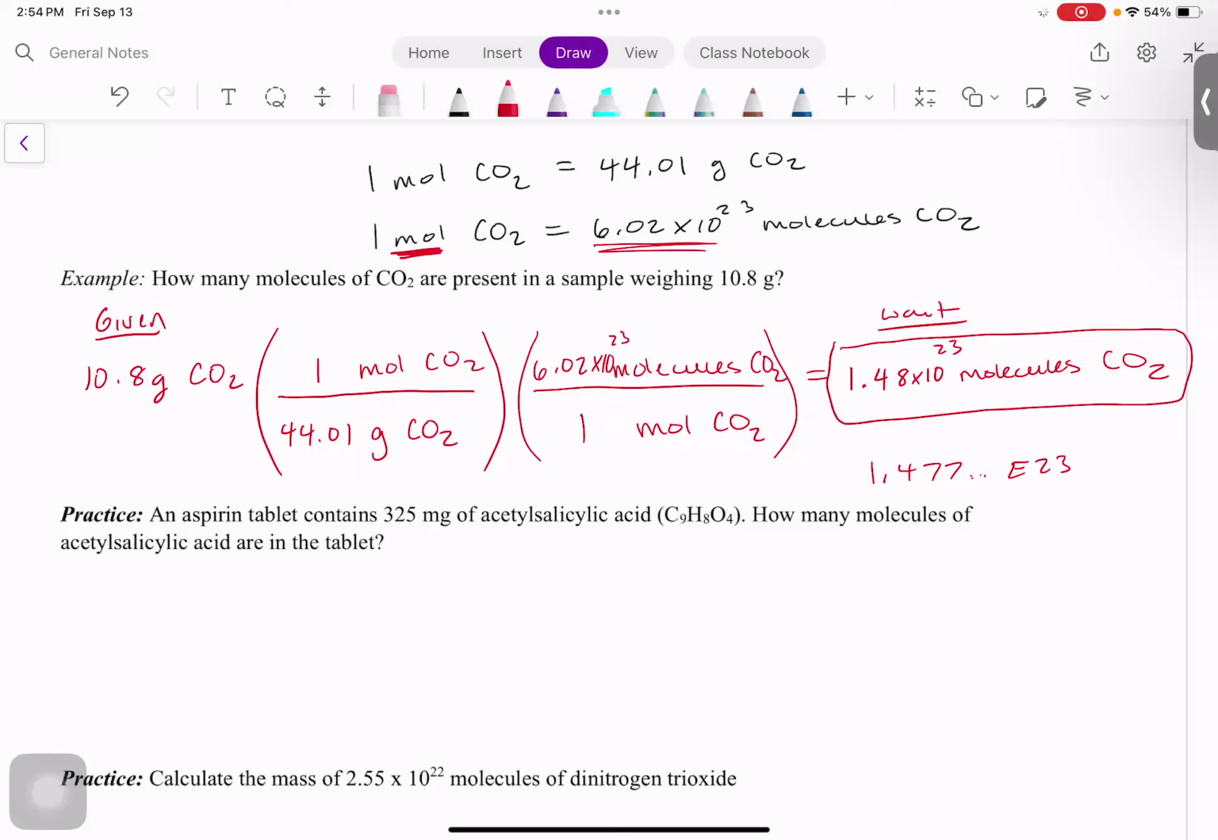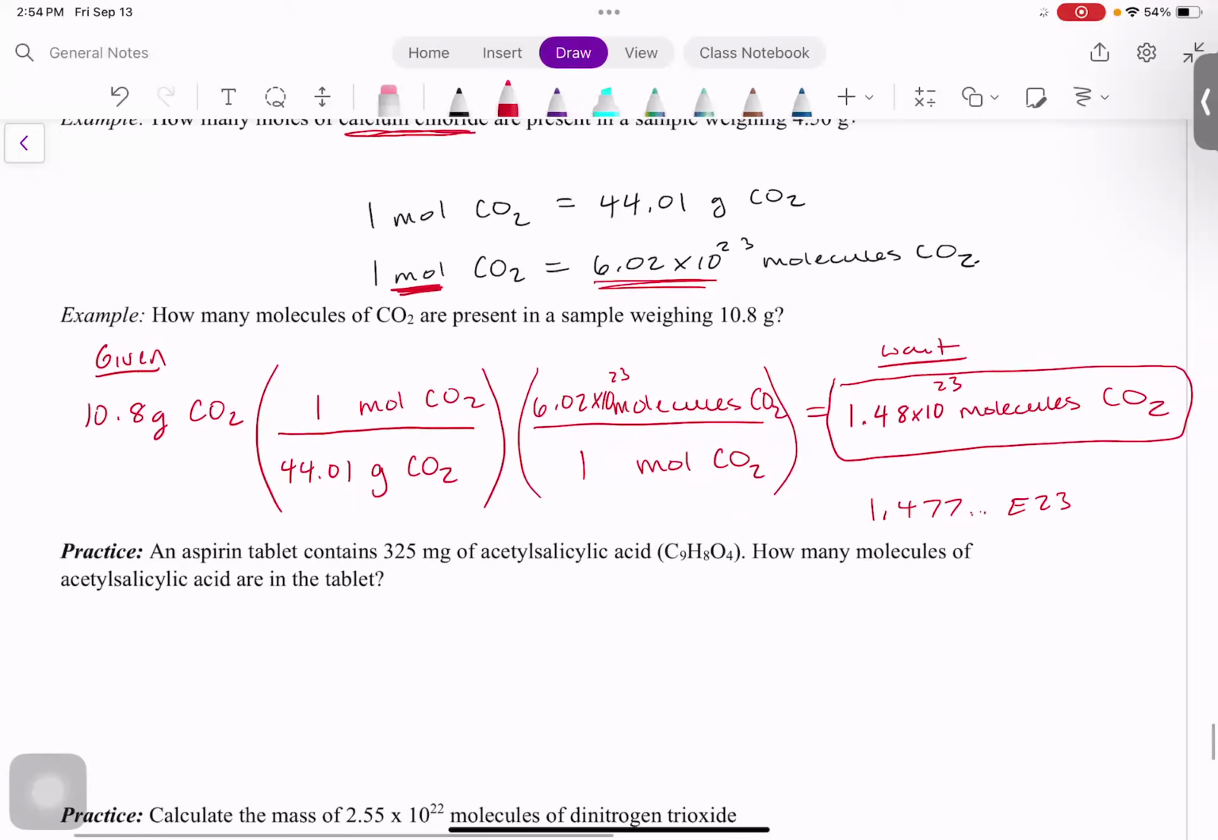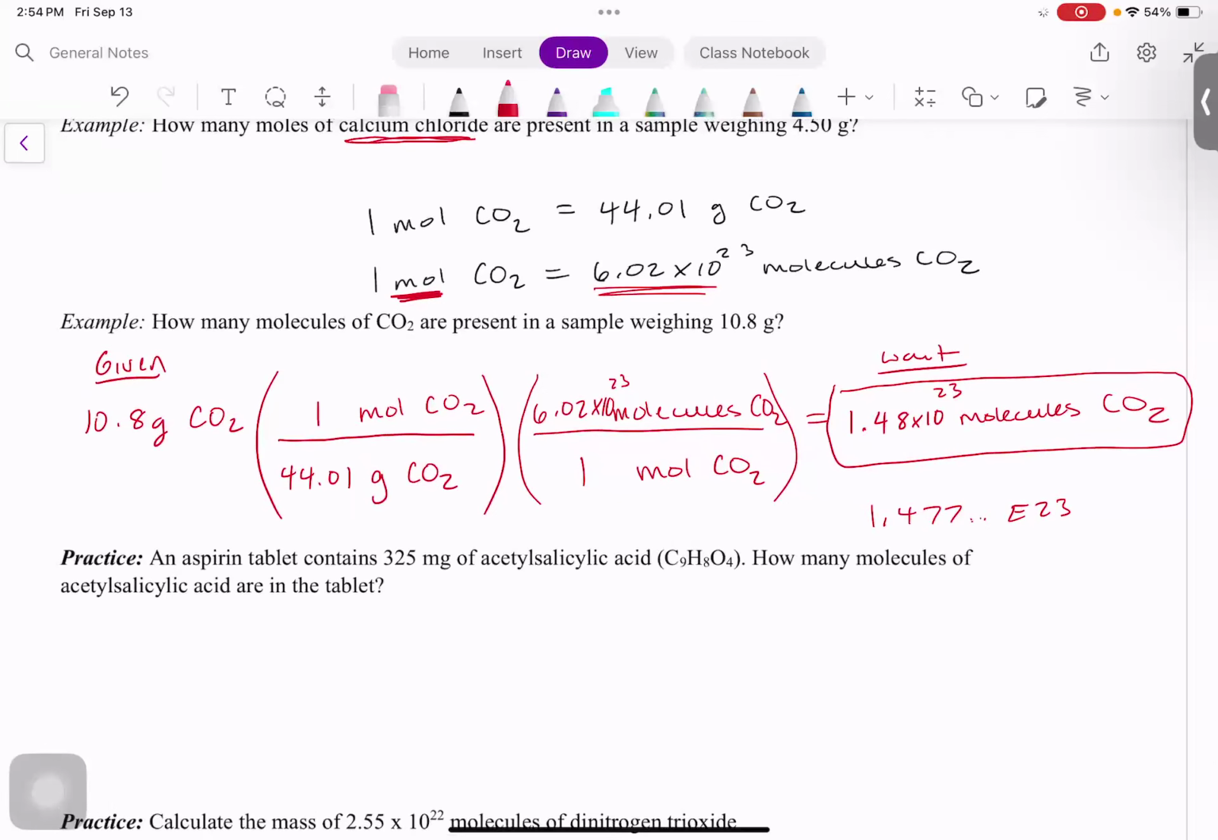So converting from grams to molecules. And again, if you wanted to do this in one step, that'd be fine because 44 grams of CO2 is equal to 6.02 times 10 to the 23rd molecules of CO2 by definition, because both of those are equal to 1 mole. So that would also be an option if you wanted to do that.